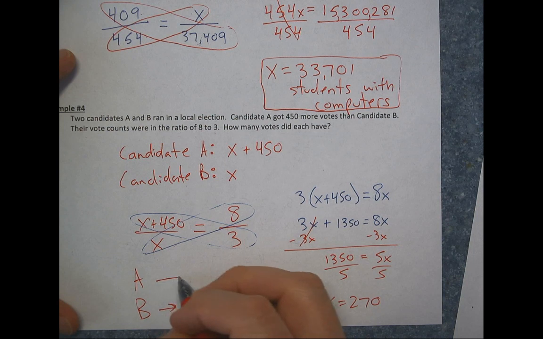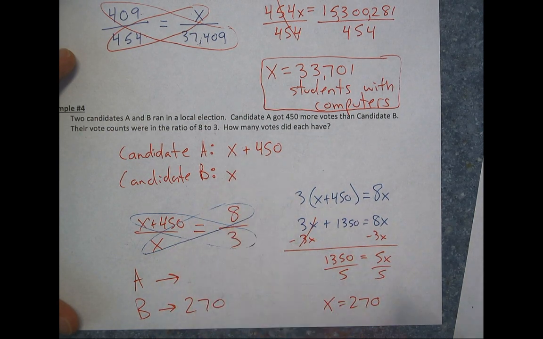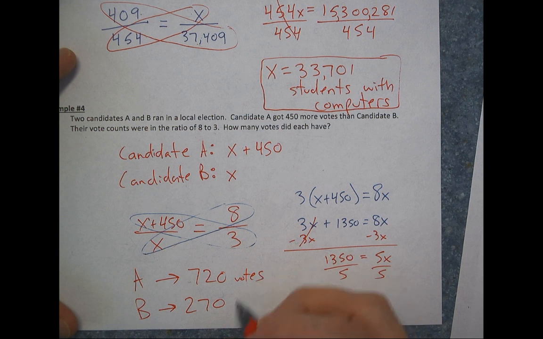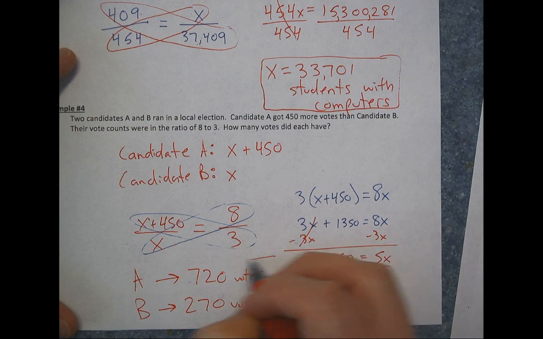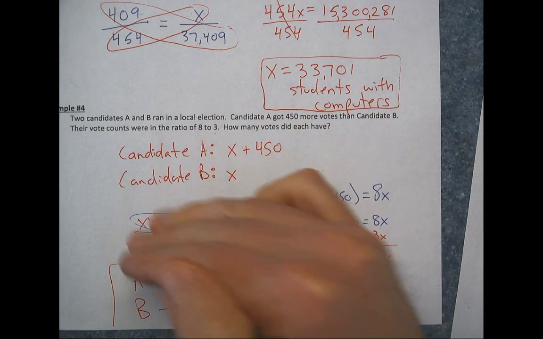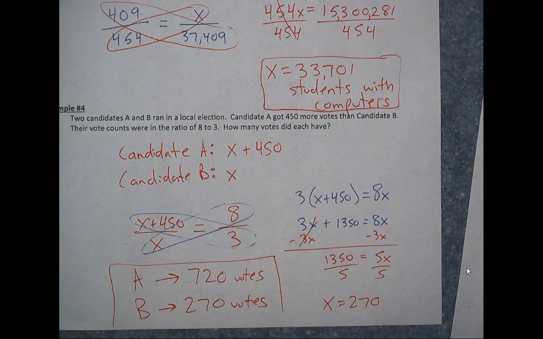Candidate A has 270 plus 450. So we need to go ahead and we need to add that. And that means that A had 720 votes. So here's an example of how we can set up a proportion and cross multiply to help us solve a problem.